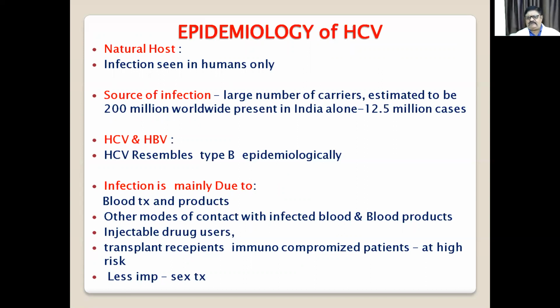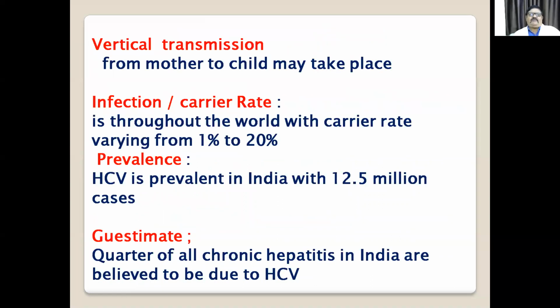Other modes of contact of infected blood are blood products. Okay, so by injectable needle, so injectable drug users, wrong usage of unsterile syringes, definitely. And one more, with the increase of technology, transplant recipients and immunocompromised patients, they are at high risk. Less important is sexually transmitted disease. Okay, so this is also a factor, but less important. And from mother to child also may take place.